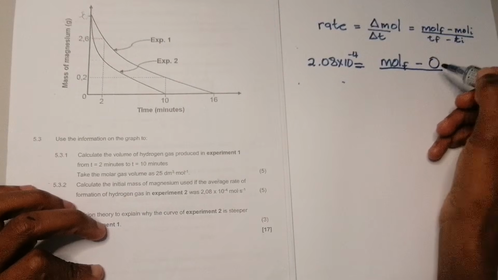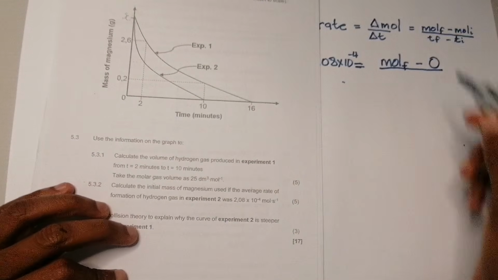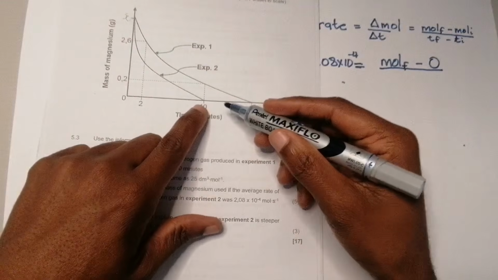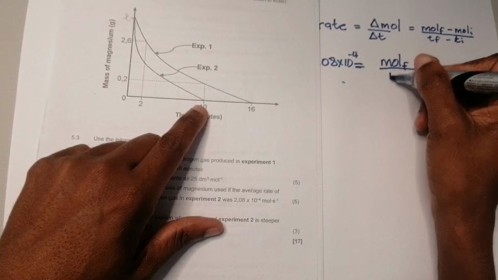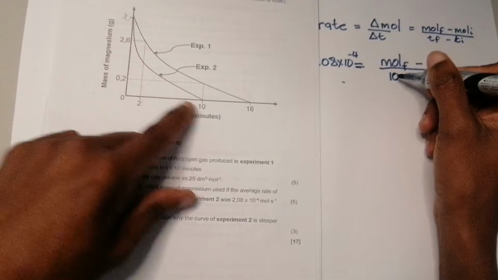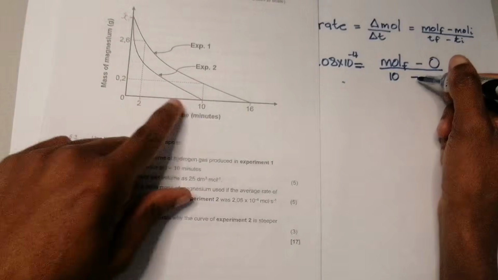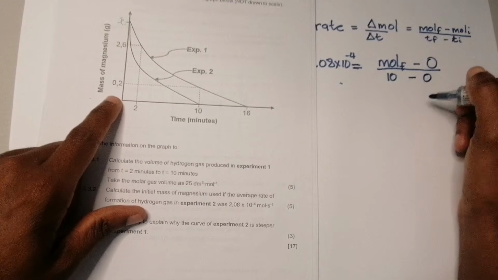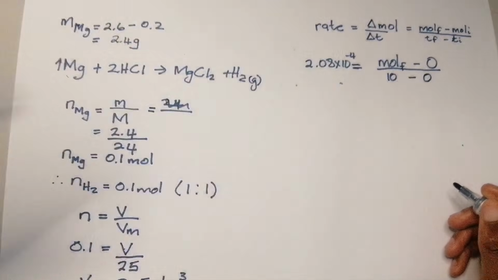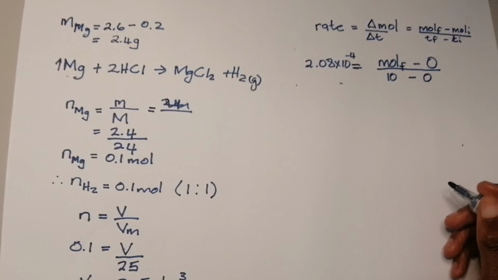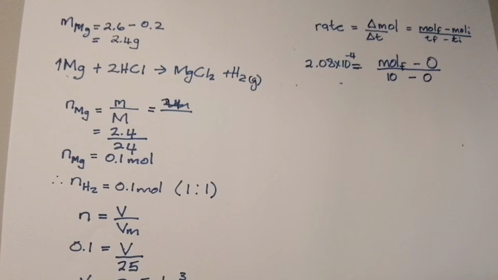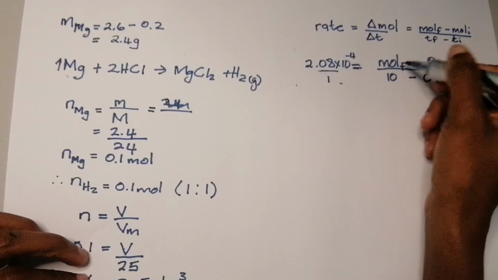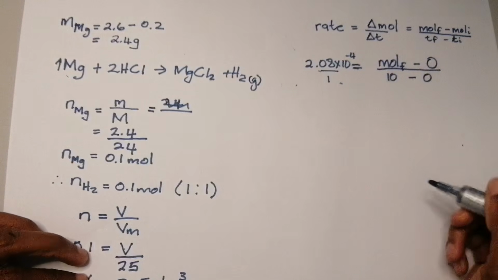Now, let's look at our graph. Time final, when did that occur? It occurred at 10 seconds for experiment 2, right? And then my initial time, obviously, when I did not have any amount of hydrogen, that was at 0. So all I'm simply going to do, ladies and gents, is just some simple mathematical gymnastics. Remember, these are the number of moles of hydrogen.